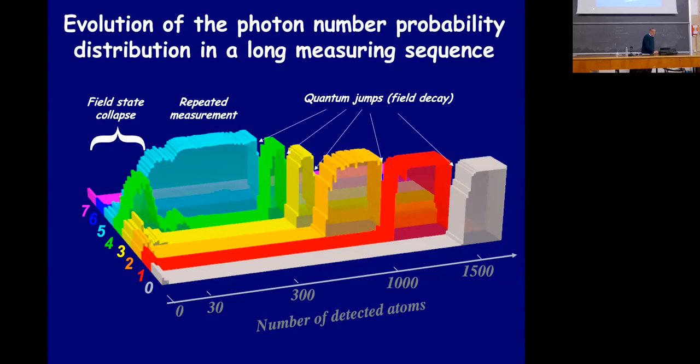Another way to look at it, so you see what happens. At the first stage, you have the field collapse, the repeated measurement, and then quantum jumps back down to vacuum. And I emphasize the fact that this is a single realization of the experiment. It's a long sequence of atoms, each atom providing information about the way the field has evolved.